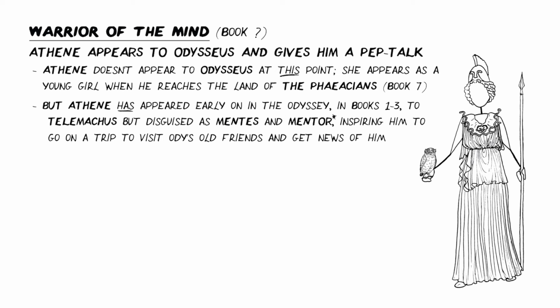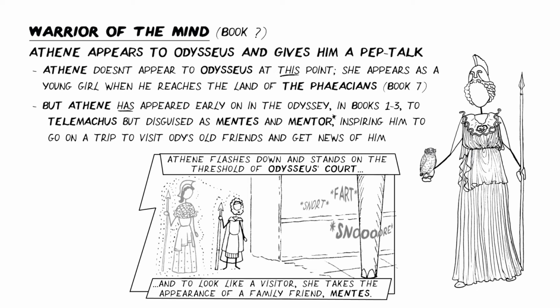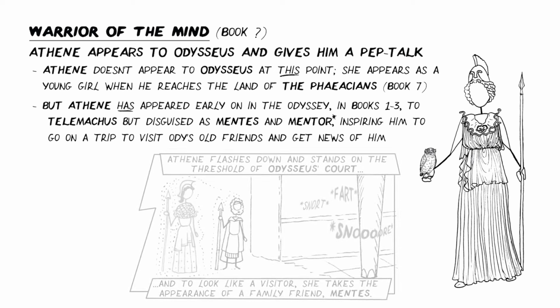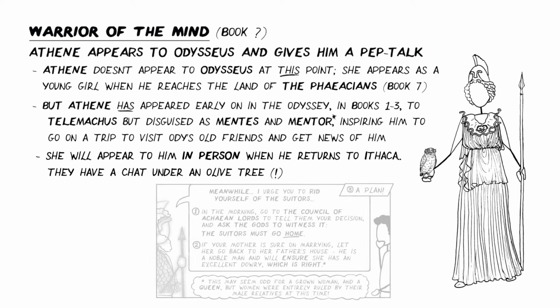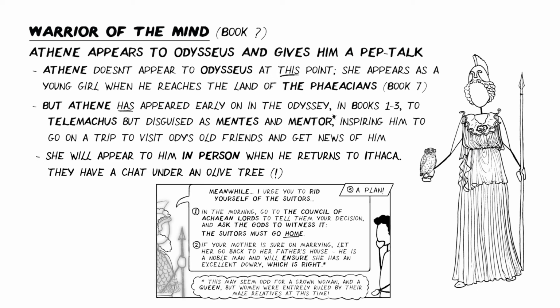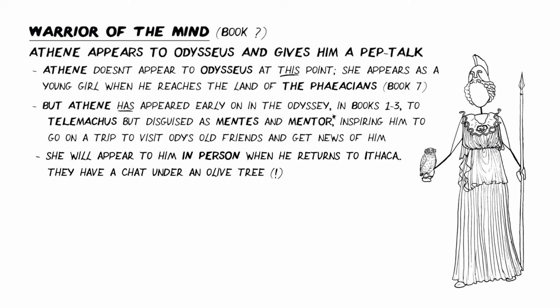And in the Odyssey itself, Athene has appeared earlier than book 7. She appears in books 1 to 3 to Telemachus, the son of Odysseus. She's disguised as first a guy called Mentes and then Mentor, which, fun fact, is actually where we get the word mentor, someone who looks after you, teaches you to do stuff. She inspires Telemachus to go on a trip to visit all of Odysseus' old friends and get news of him. Odysseus is not in books 1 to 4. It's just Telemachus finding out about his old man. And then we meet Odysseus in book 5.